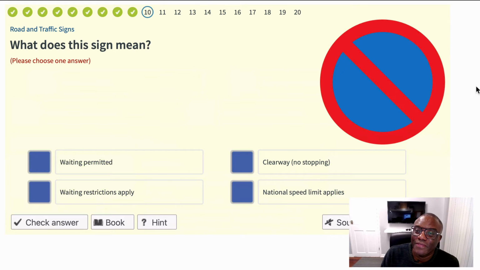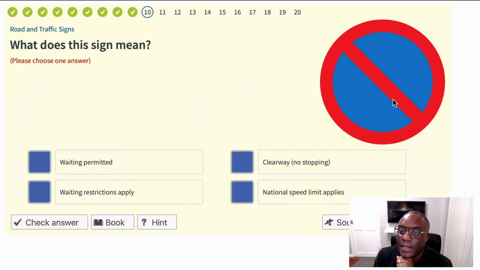Ten, notice this sign is similar to the previous one. The previous one was a red X, no stopping. This sign straight away is no waiting. So again, the question is, what does this sign mean?